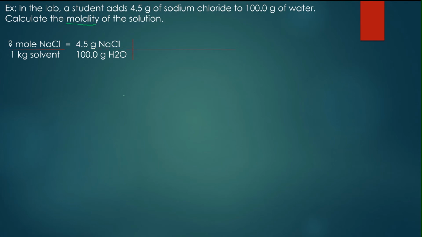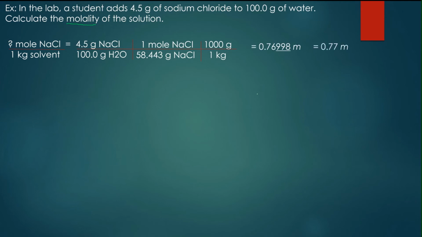One of the differences when you work with molality. We need to convert grams to moles, so we'll start with that. Sodium chloride has a molar mass of 58.443 grams. And then we need to convert grams to kilograms on the bottom. Grams of water to kilograms. We can crunch the numbers and end up with appropriate significant digits. We're limited to 2 because of that 4.5 grams sodium chloride. 0.77 molal. Again, it's an italicized m.